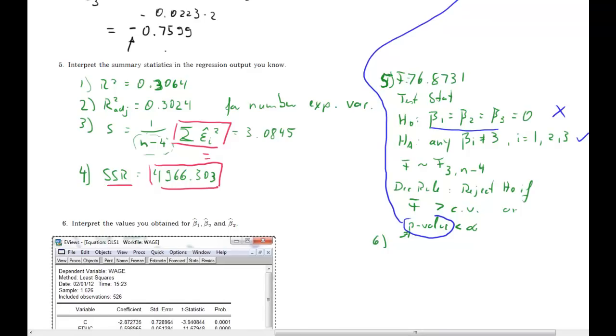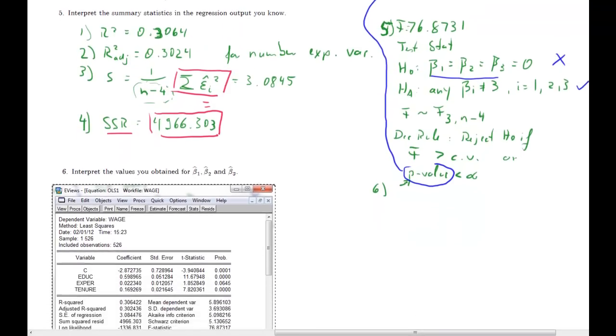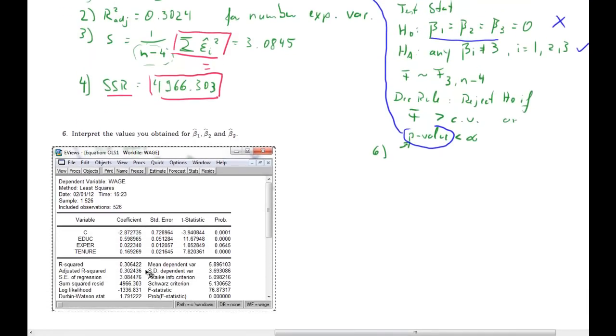We'll get to the constant last. The first one, education, 0.598, about 0.6, means ceteris paribus, that means every other explanatory variable held constant, an increase in the education variable by 1 unit, that means here 1 year, will deliver on average a wage increase of about $0.6.